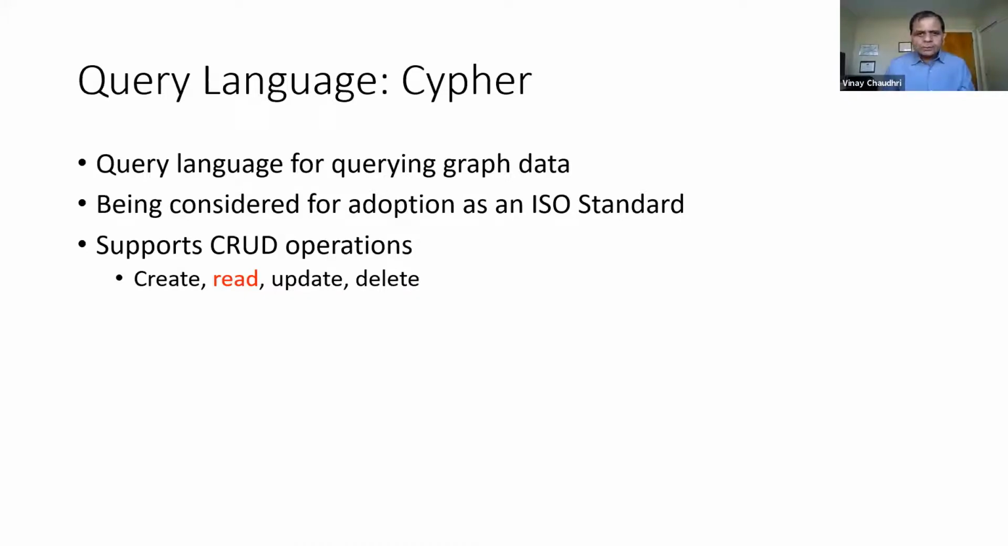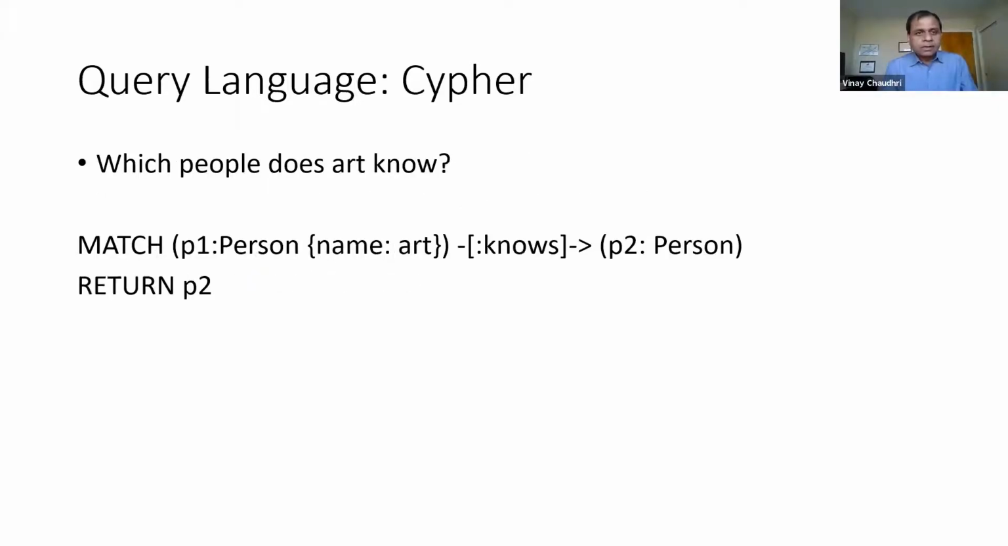For this lecture, I've chosen to focus just on the read operations, but I just want people to be aware that Cypher also does create, update, and delete. Okay, so here's a query which asks which people does Art know, stated in Cypher. The overall structure is the same. There is a match clause, and we are asking for some variable to be returned.